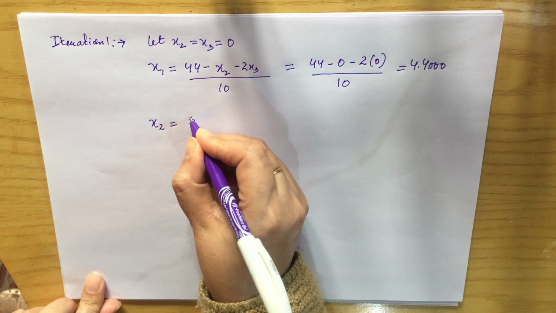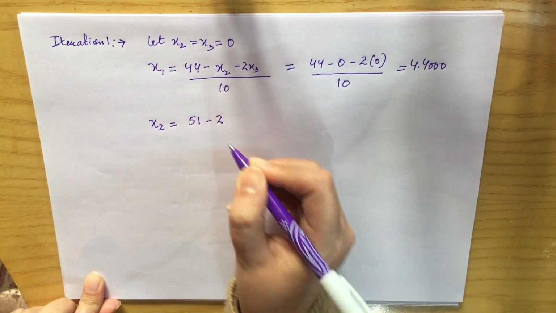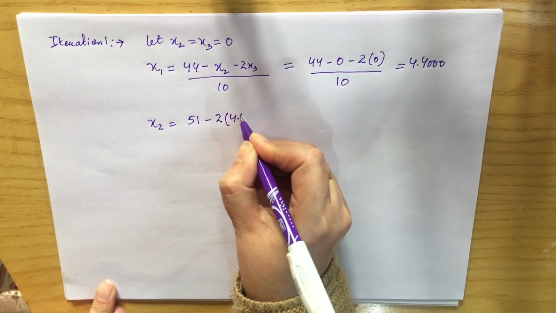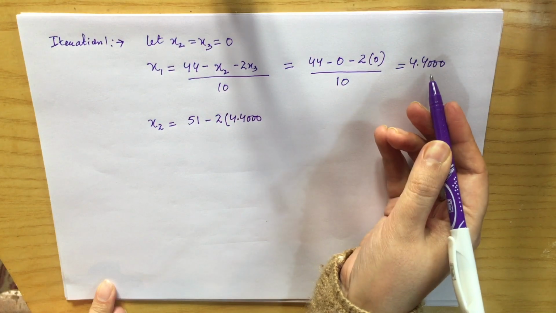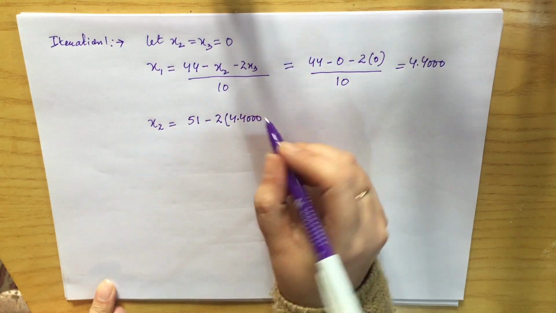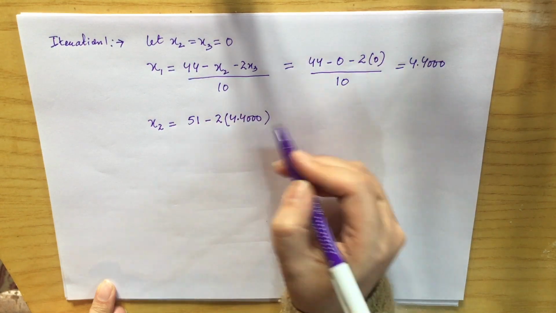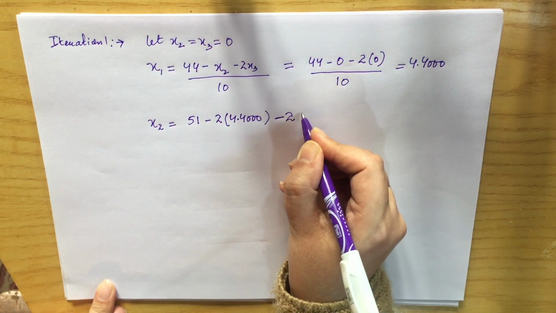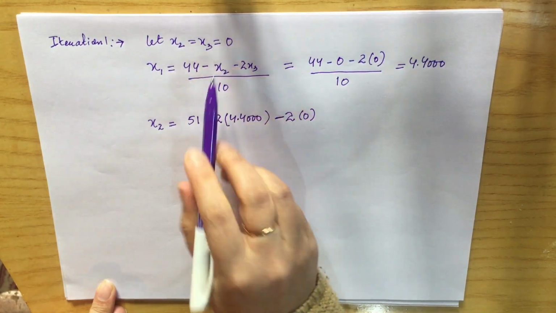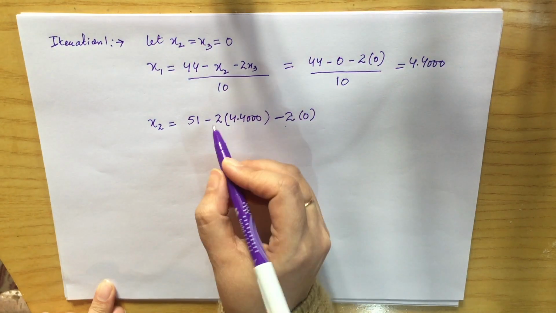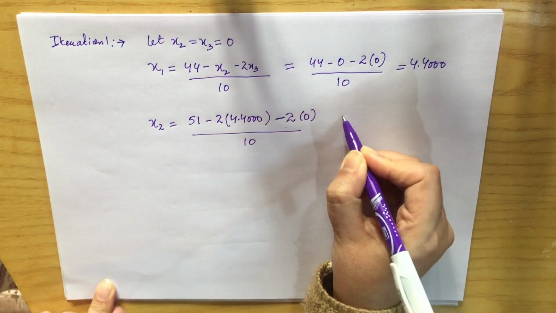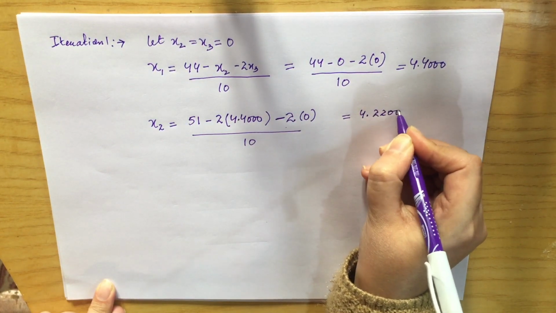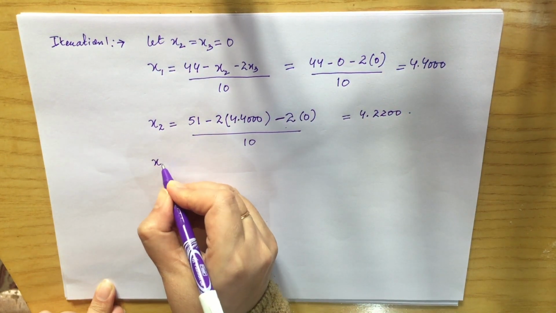So it will be equal to 51 minus 2x1. The value of x1 is 4.4000 as we got it from the first step in the first iteration. So we will put that value in this equation here, and the value of x3 is 0 because we have assumed that, 0 divided by 10 as in the equation. So when you calculate it, it will be equal to 4.2200.